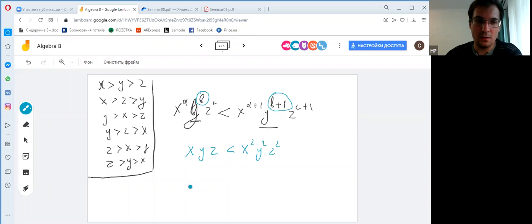Okay, and this monomial, which is x in 0, y in 0, z in 0, is always the smallest monomial among all the monomials.